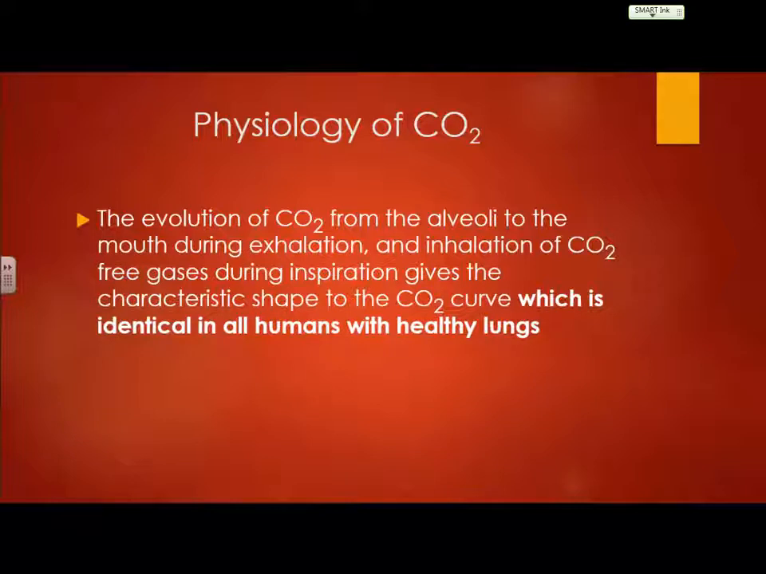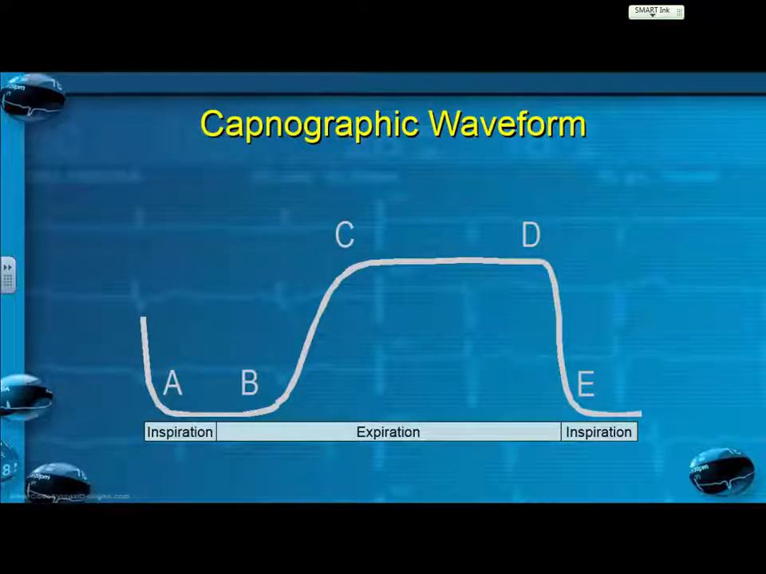Now, essentially what that says is that just like with a normal sinus rhythm, you expect the same parameters. You expect a normal-looking P wave, a good QRS complex, and a T wave. It's going to be the same thing with healthy lungs. If you're inspiring and expiring healthfully, then every one of us in here, if we all right now are breathing normally, we should have very close to identical CO2 waveform. Okay? And so this is what we mean here.